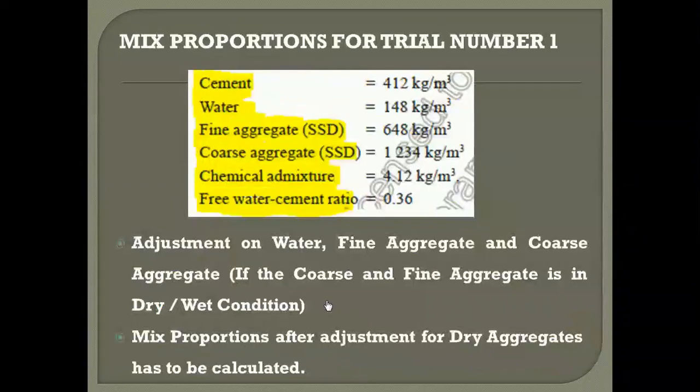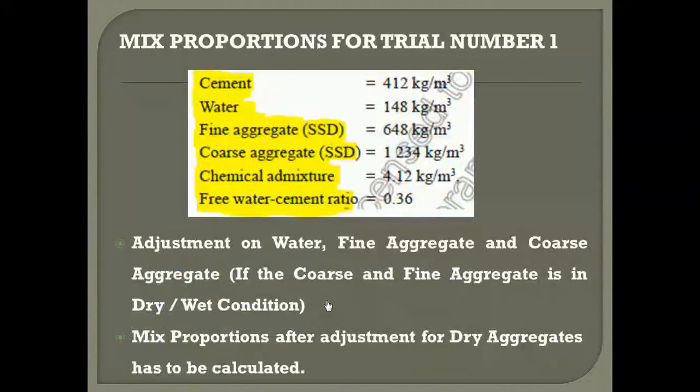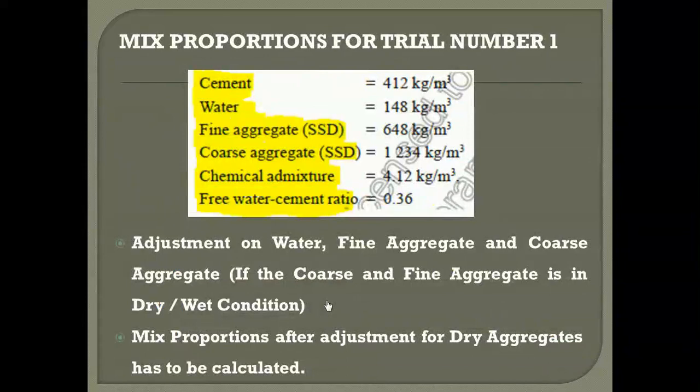Okay. Next, mix proportion. So cement, we have found the mass. Water also we have found the mass. Fine aggregate and coarse aggregate, we have found in the previous step in the mix calculation. Chemical admixture mass also we have found out. Then free water cement ratio, we have found it in the second step. Okay, so this is what the final mix proportion says.